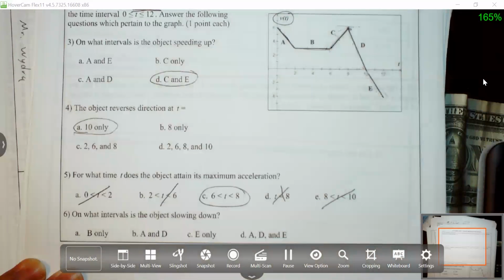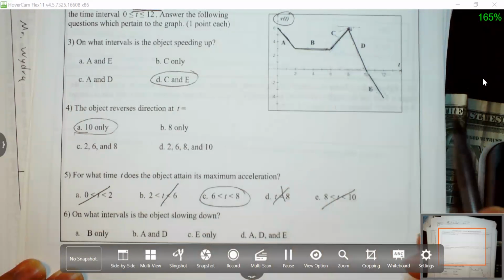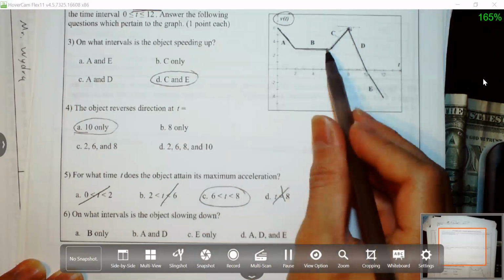Now number 6, on what intervals is the object slowing down? This is when velocity and acceleration are different signs. Okay. So it's not B. It can't be B because this is a 0 acceleration, so it's not speeding up or slowing down at this time.